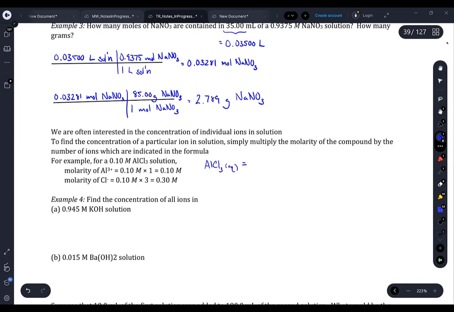What is this really? Assuming everything dissociates, there is really one aluminum ion floating in the water, and there is really 3 chloride ions all floating in the water. And this is even not really true. What's really true is that aluminum is surrounded by how many probably?